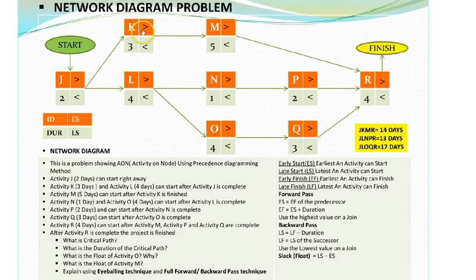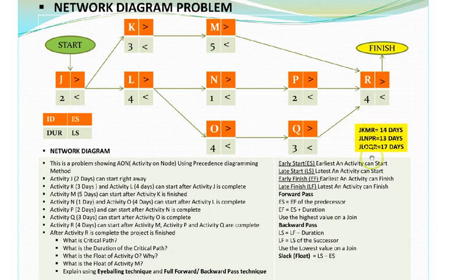So let's find the critical path: the longest sequence of activities. Let's see how many sequences we have from start to finish. If you look at the diagram and just follow the arrows, I'm starting from J, which is 2 days. I'm going up this arrow to K, which is 3 days, so it adds up to 5. Go to M, which is 5, so 10. And then from there, I'm going to R, which is 4. So J, K, M, R, this sequence of activities gives us 14 days.